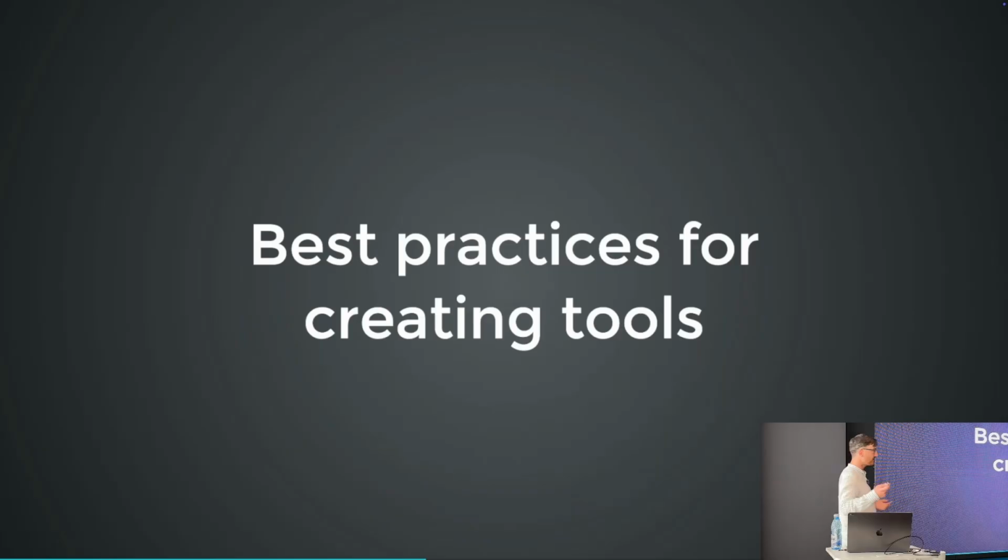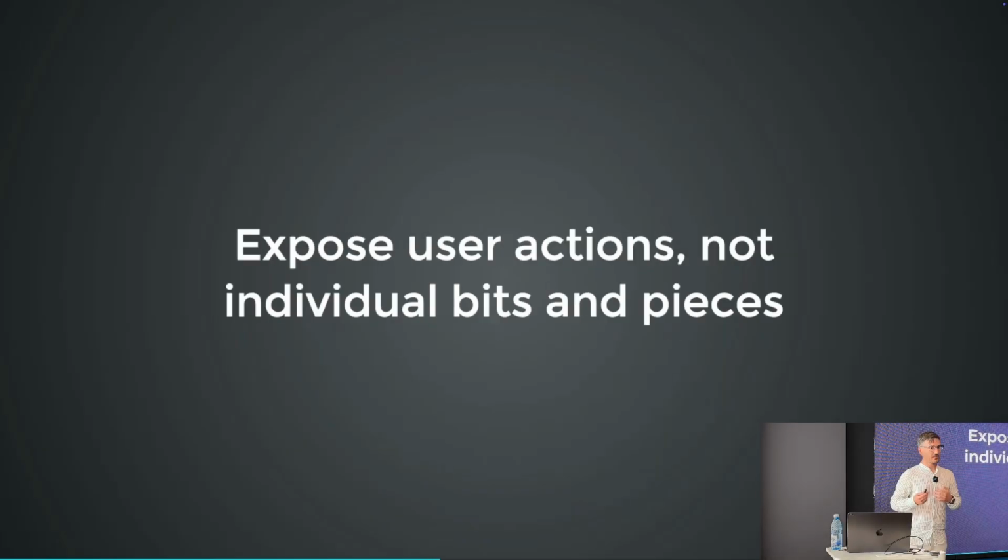So the first thing that I found out was that I want to expose user actions, not individual bits and pieces. In the example that I've shown you, I had a tool, or a function, where I was searching for content, and that's all it does in one single tool. It knows to go to that library, to select the correct tab, to enter the search text, and so on.